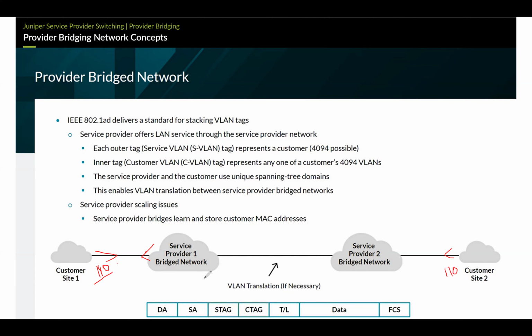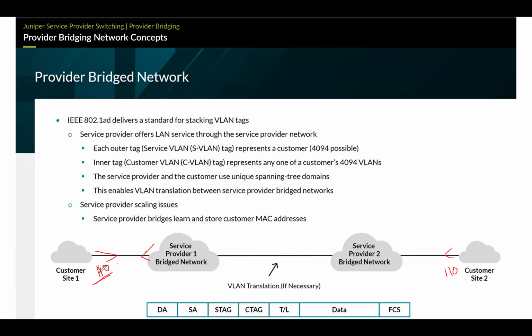So in that case, the difficulty is that the customer chooses the VLAN ID. Service provider 1 has to make sure this VLAN ID is free or not, and also service provider 2. This is another dependency. So in that case, it's very difficult to ensure the customer requirement.